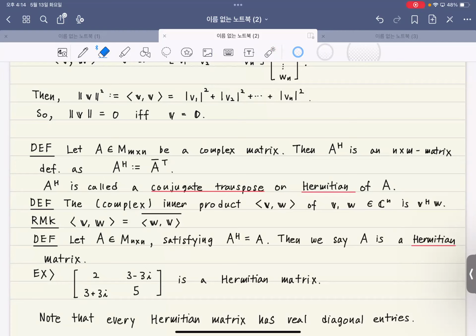So if A is a Hermitian matrix, then this is invariant under conjugate transpose. You should understand this as some sort of a complex version of a symmetric matrix, right? For real matrices, we had the notion of the symmetric matrix, which was invariant under transposition. In the world of complex matrices, alternatively, we have the notion of the Hermitian matrix, which is invariant under conjugate transpose.